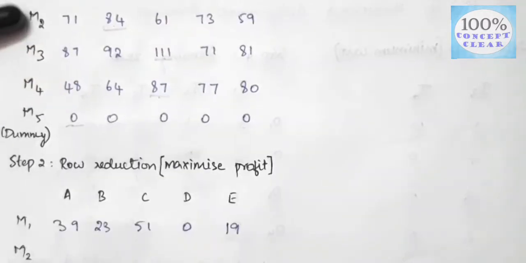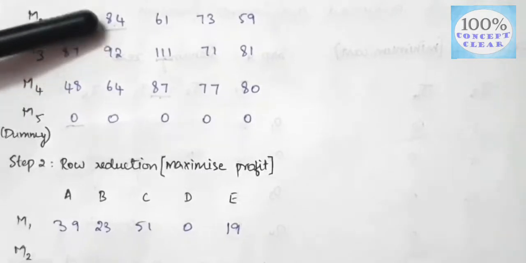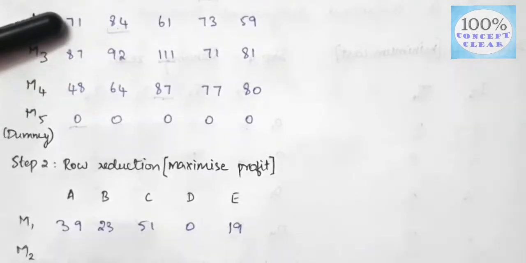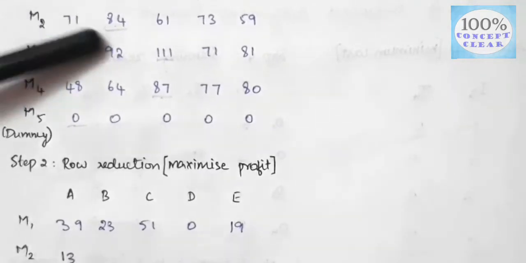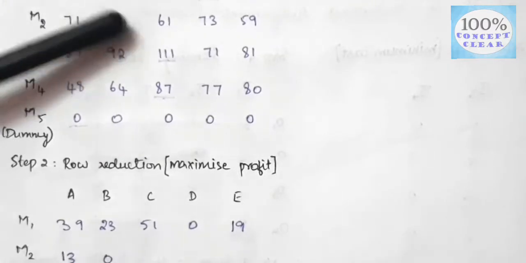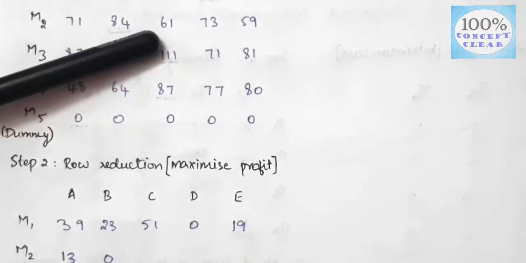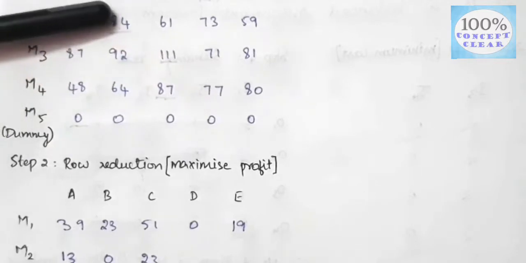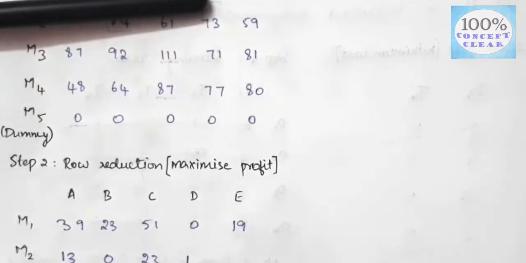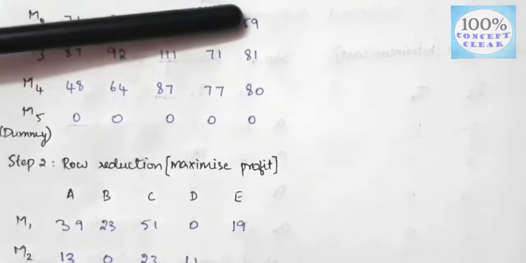Now see in the second row, 84 is the maximum value, so 84 minus 71 is 13, and 84 minus 84 is 0, and 84 minus 61 is 23, and 84 minus 73 is 11, and 84 minus 59 is 25.